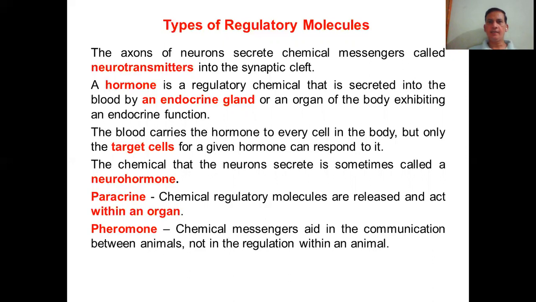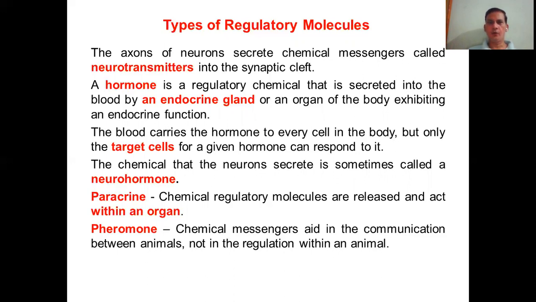A hormone is a regulatory chemical that is secreted into the blood by an endocrine gland, or it could be any other organ of the body that is exhibiting an endocrine gland function. There are a couple of organs which are specifically having the endocrine function, and there are other organs which, along with the endocrine function, have their other functions also.